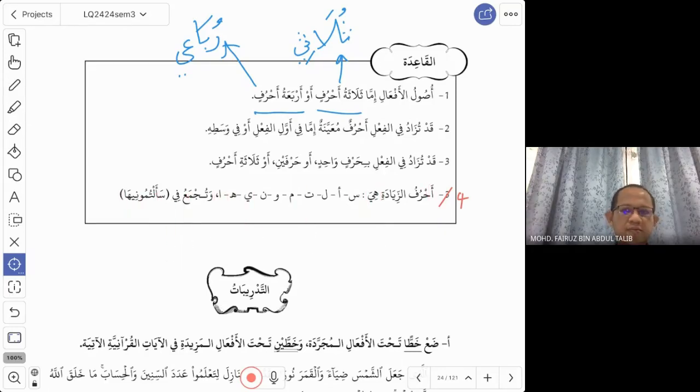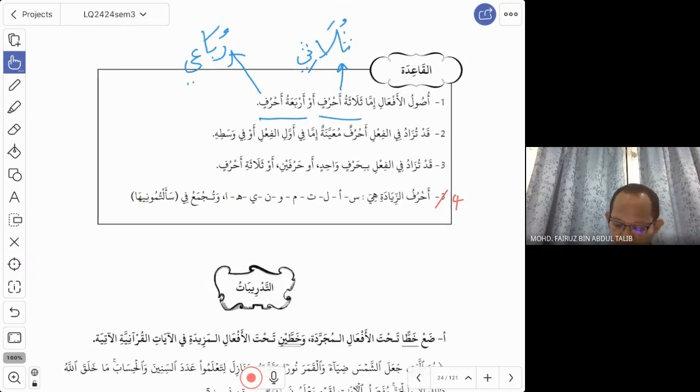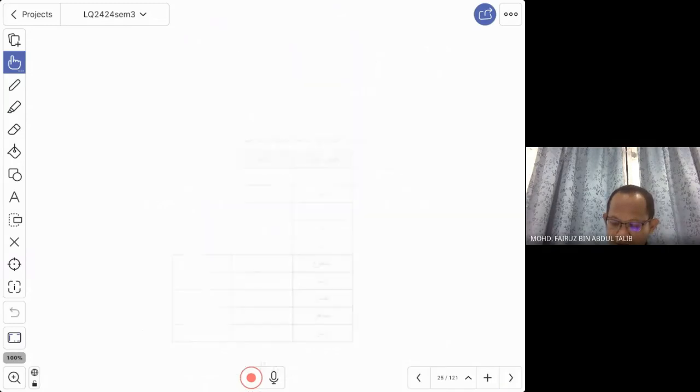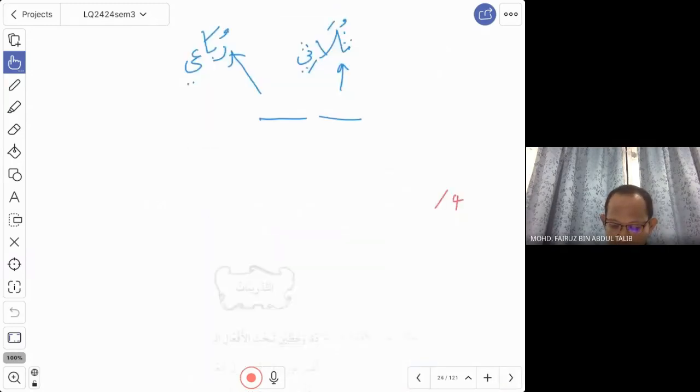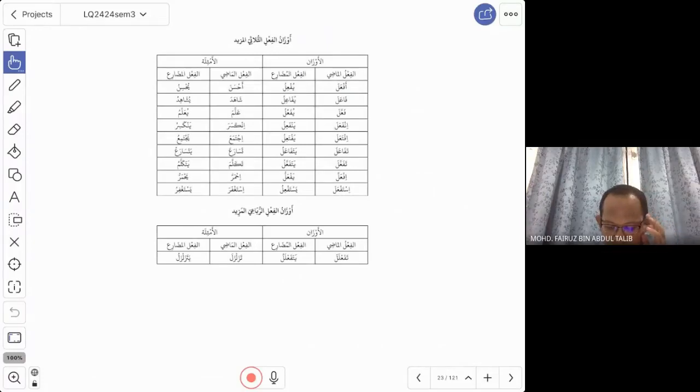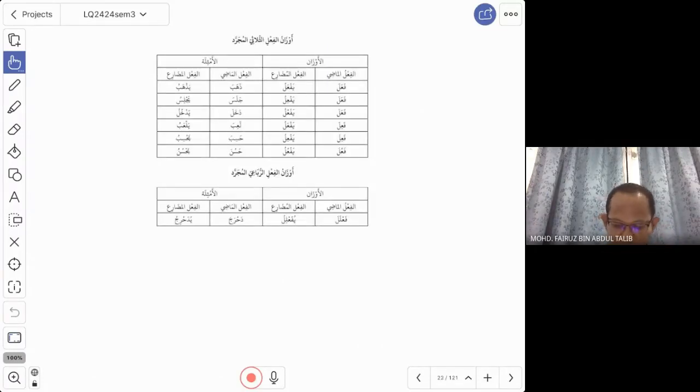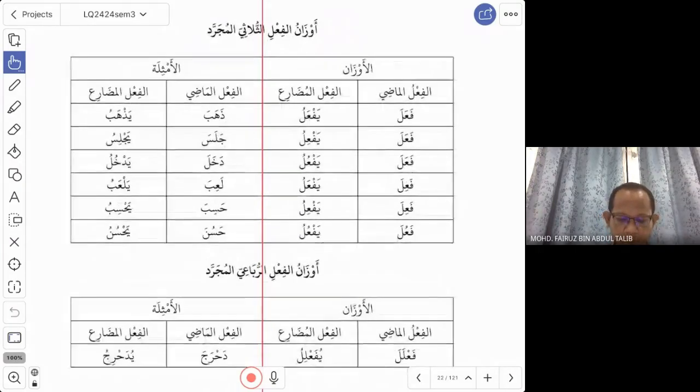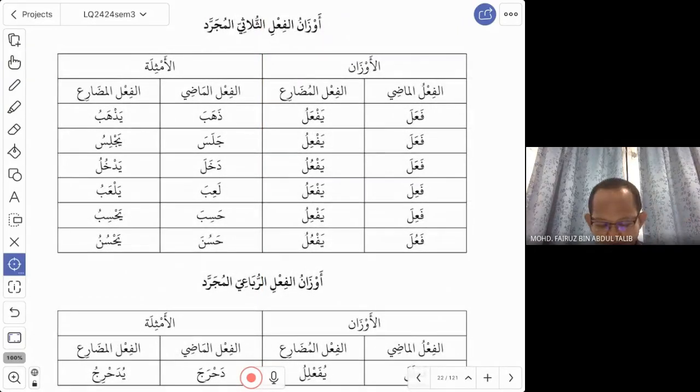So I will give you another method, another way. How can you differentiate? How can you know whether the fi'il is mujarrad or the fi'il is mazid? There is another way, right? How do you know whether it is mazid or mujarrad? Now you can refer to the notes that I gave you earlier. Refer to this one. Yes, refer to these two. Now, this is considered a different lesson, but useful to understand mazid and mujarrad.